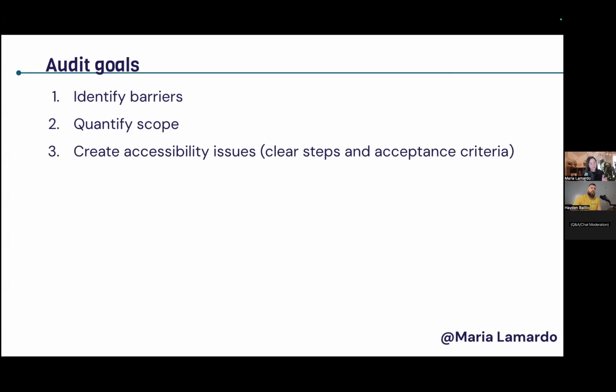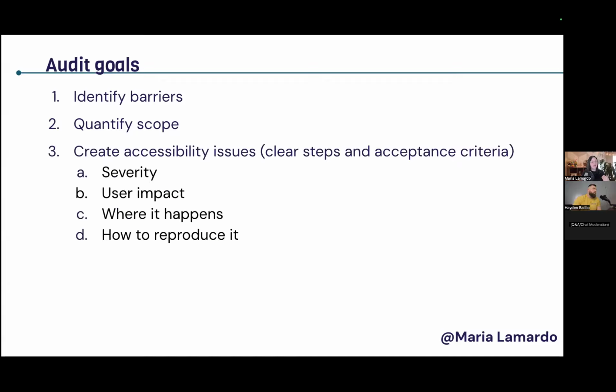And Hayden covered a little bit of what a really good issue would look like, but making sure that each issue includes things like severity, what the user impact is, where it happens on your site, how to reproduce it, and what is the expected user result. That way, engineers or designers can get into this and know exactly how they can fix it.